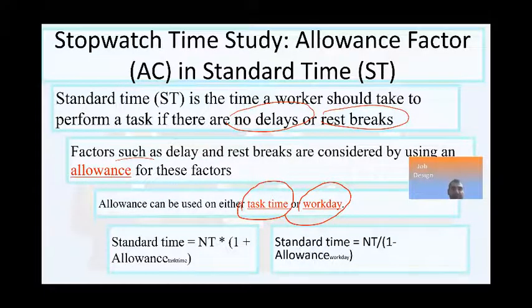So as we said, the standard time is equal to normal time times the allowance factor. Now, if we get an allowance factor that is geared toward the task itself, then we take the normal time and multiply it by 1 plus the allowance. Now, if the allowance is for a workday, and that's the majority of the time, we're going to take the normal time and divide it by 1 minus the allowance factor. So the majority of the questions will have a workday allowance factor.